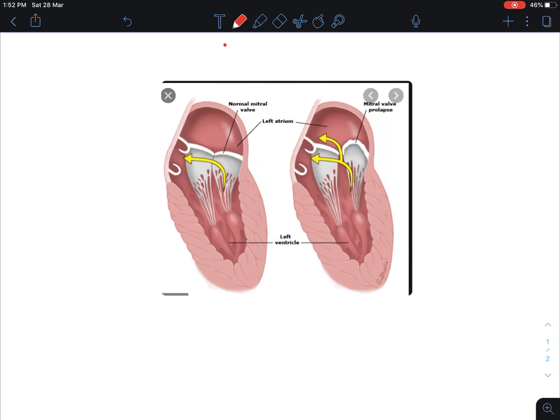Friends, today I am going to teach you about mitral valve prolapse. Just look at these two photos. The first photo shows the normal left side of the heart, and the second photo shows the abnormal left side of the heart.